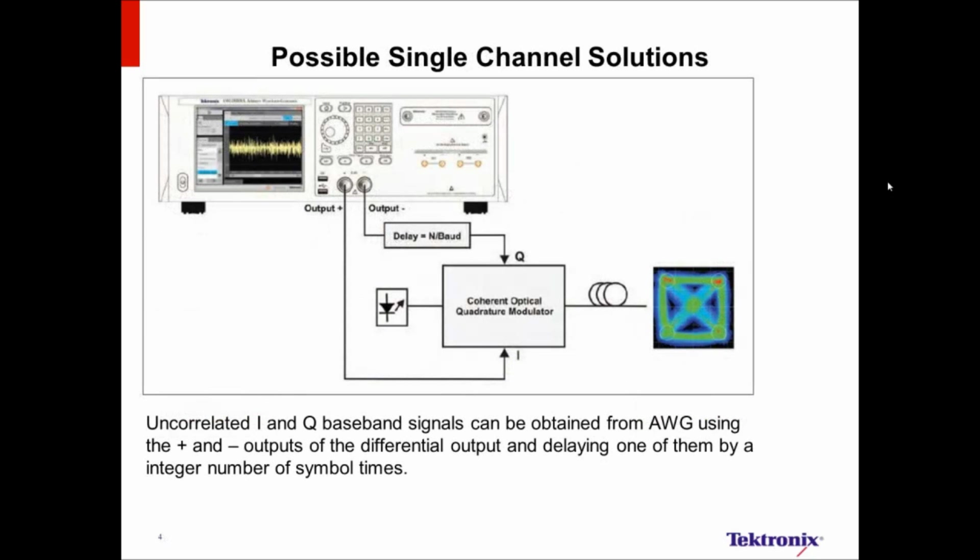So on the AWG side, there's several different methods. In the last slide I showed you, you could use two AWGs in order to create the IQ. What I call the poor man's method is to use one AWG. It has a differential output, so we use the single-ended outputs to simulate an IQ signal. So here we're going directly into the optical modulator with one channel, and then we put a delay in the other channel, and usually this delay is going to be an integer number of symbol times.